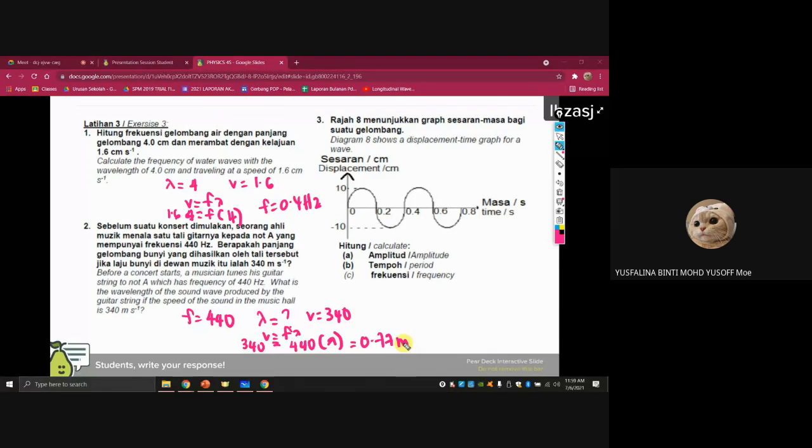For number 3, you need to find the amplitude. You already know the amplitude is 10 cm. This one is displacement against time, so you can find the period from the length of the 2 semicircles, that is 0.4 second. Then for the frequency we use 1 over T. So 1 divided by 0.4, you will get 2.5 hertz.